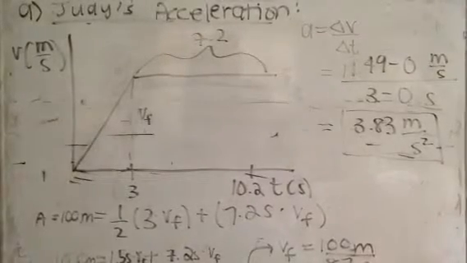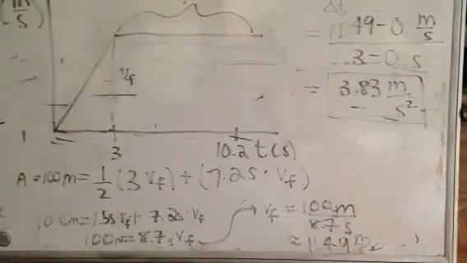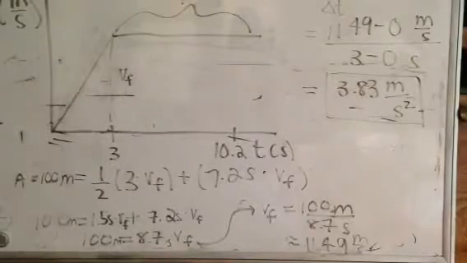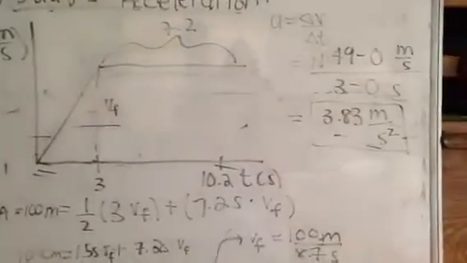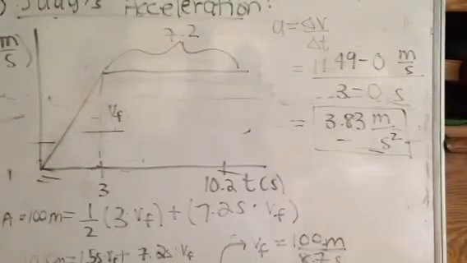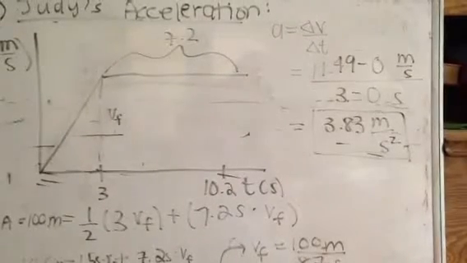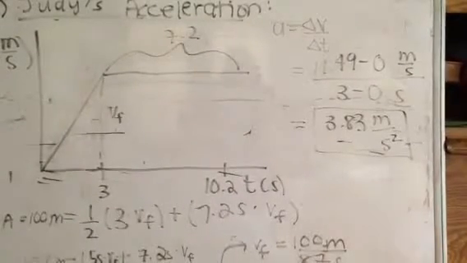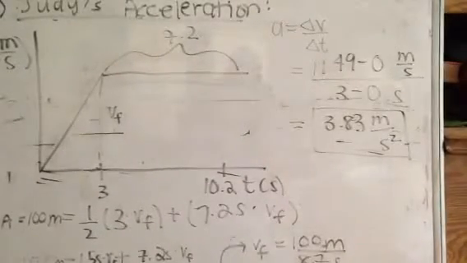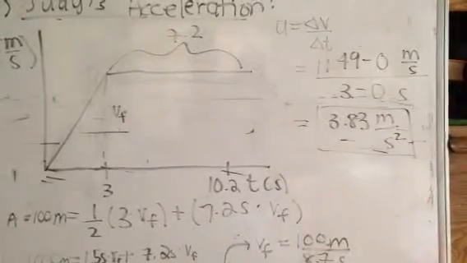Again, you do a little bit of algebra, and you find that the final velocity is about 11.49 meters per second. You want to refer to the top right of the board again. To find the acceleration, you need to find the slope, which is delta V over delta T. Again, we're going to use 0, 0, her starting point, as our second point. So we have the delta V over delta T there, and you should get that her acceleration is about 3.83 meters per second squared.